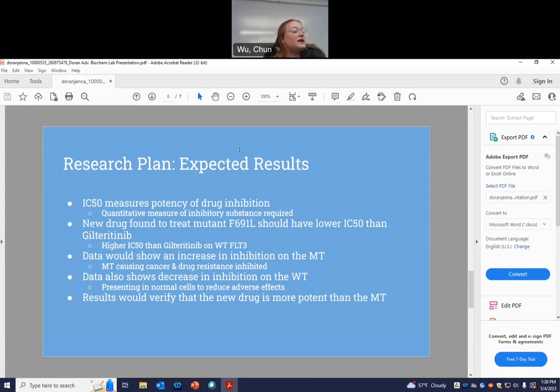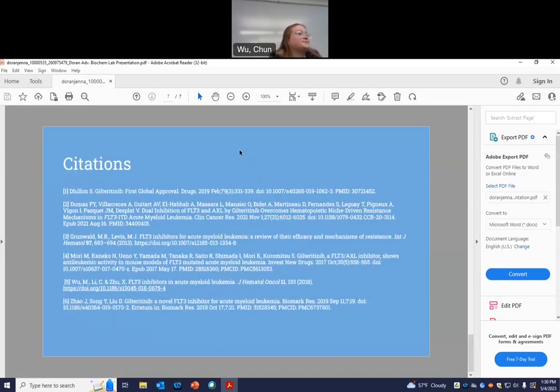The data should show an increase in inhibition on the mutant type, which causes the cancer and the drug resistance. This should be inhibited. And the data should show a decrease in inhibition on the wild type, which is present in the normal cells or the non-cancer cells, to reduce adverse effects of the drug. The results would verify that the new drug is more potent on the mutant type. And these are my citations.